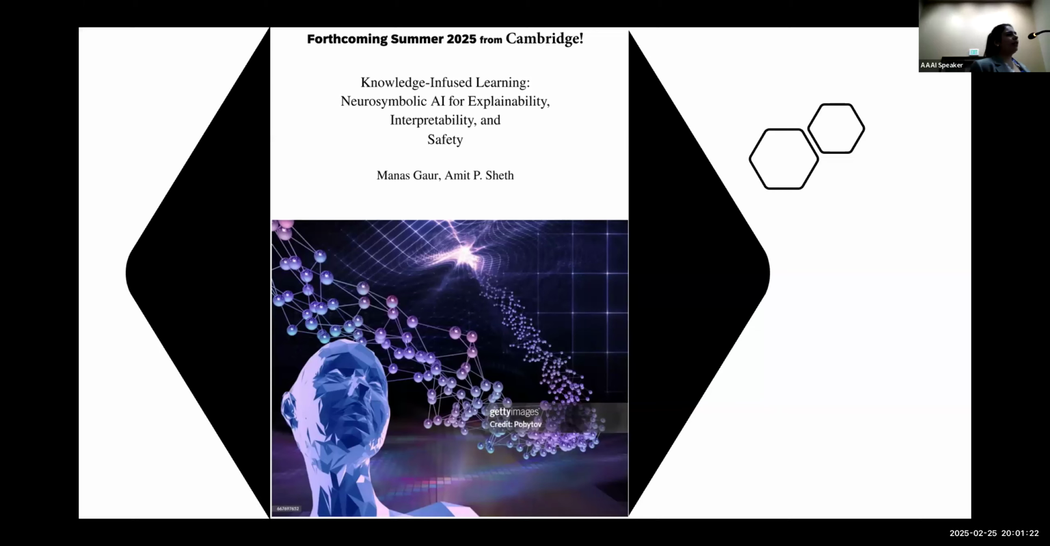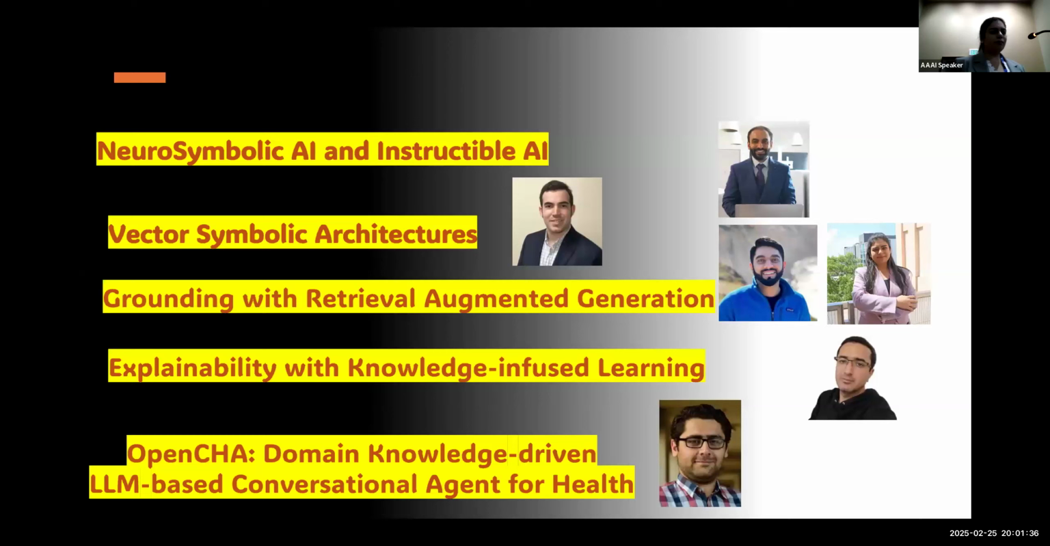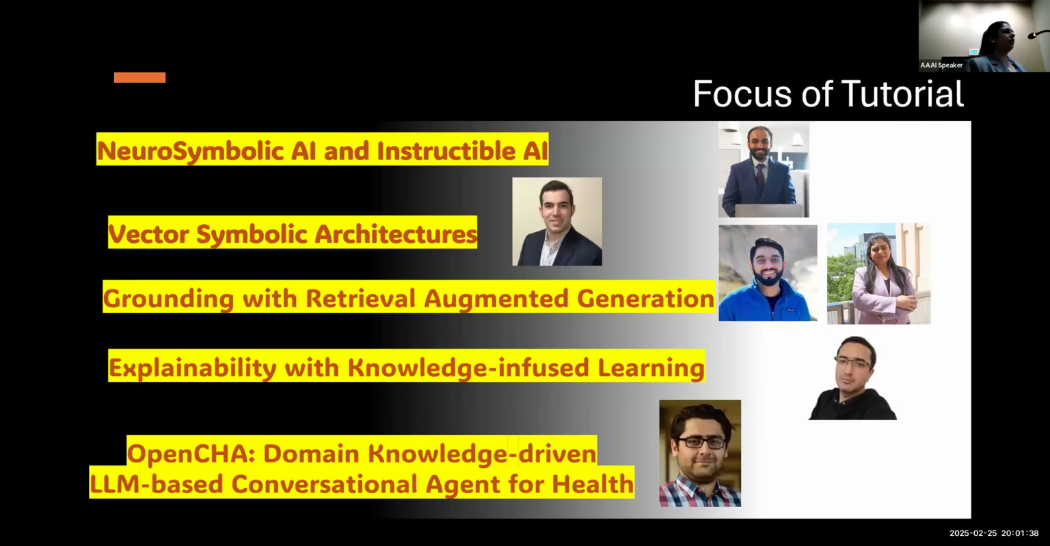And we would also like to share that this is one of our group's books, Knowledge Infused Learning: Neurosymbolic AI for Explainability, Interpretability, and Safety, coming up by Cambridge, which will be published in summer 2025. So today's talk will include all of these topics: neurosymbolic AI and instructable AI, vector symbolic architectures, grounding with retrieval augmented generation, explainability with knowledge infused learning, and OpenCHA, which is an LLM based conversational agent for health.